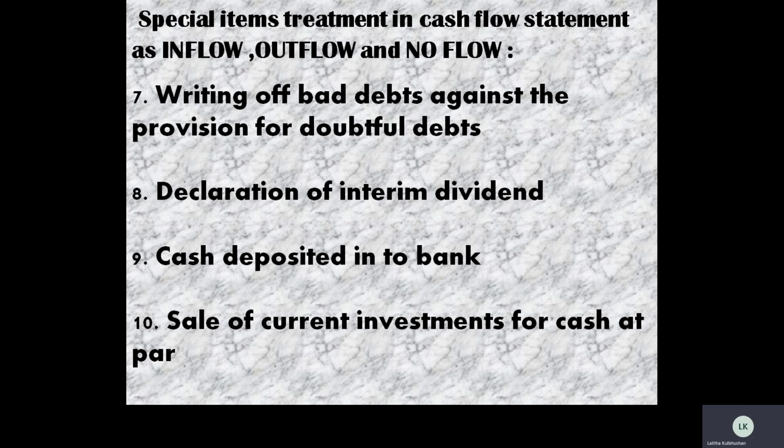So we have gone through all the items, so let us quickly review the answers again. The answer for the 7th is that it won't create any kind of effect in the cash flow statement, so no flow. The declaration of the interim dividend is an outflow of cash. The cash deposited into bank won't bring any effect in the cash flow statement, because it's a movement in cash and cash equivalents. Same for transaction number 10: no flow of cash, or we can say no effect as well.